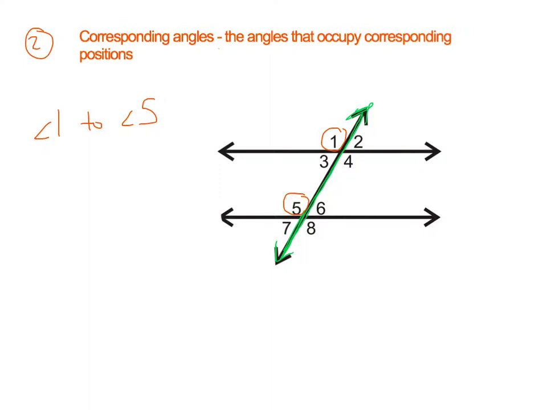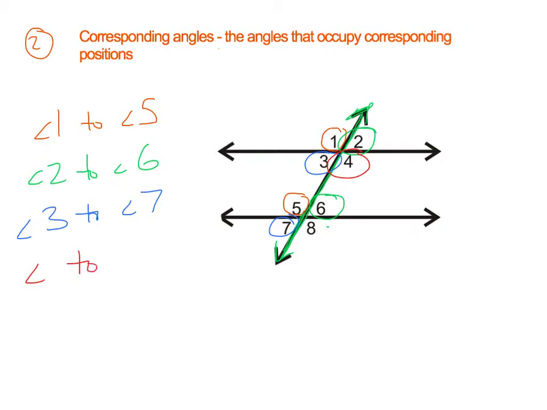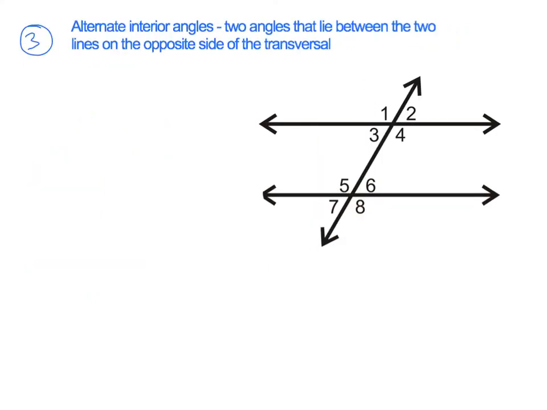So what are some other corresponding angles? Well, angle 2 is going to correspond to who? Well, angle 6, all right? And angle 3 is going to correspond to who? Well, angle 7. And then lastly, let me do a different color. Angle 4 is going to correspond to who? Angle 8. There you go. All right, so next let's talk about alternate interior angles, okay?